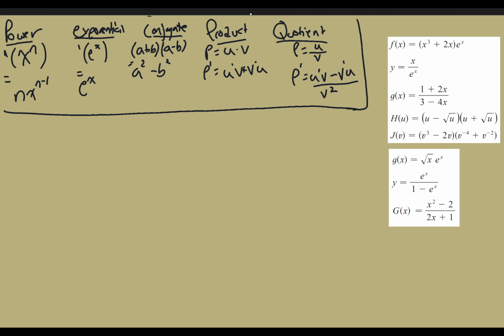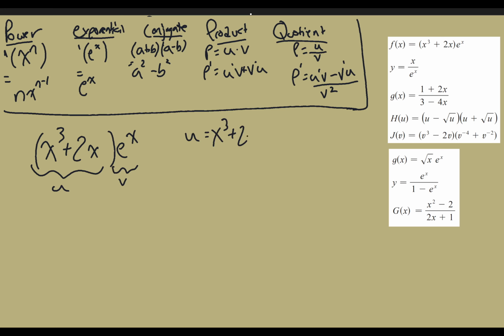I see functions of x multiplied, so I'm thinking it's going to be product rule. If I was to take x cubed plus 2x times e to the x and actually expand it out, you would get an x cubed e to the x, and these are multiplied, so you'd have to product rule this and product rule the next one. So I'd rather only do 1 rather than 2. So the first term is going to be our u, and our second term is going to be a v term. So u is x cubed plus 2x. Nothing weird about that. V is e to the x.